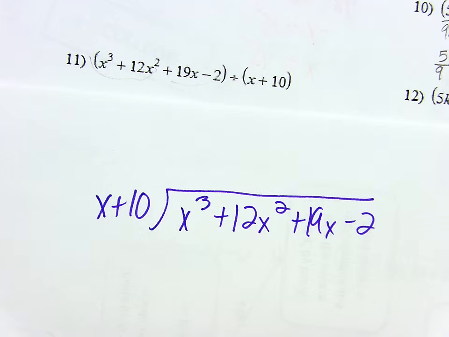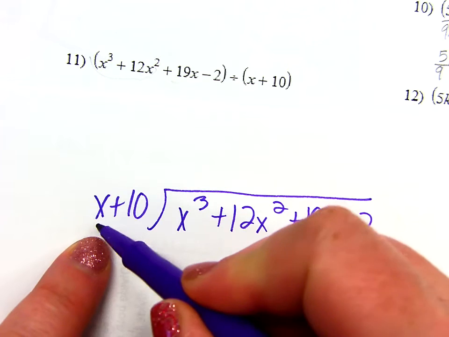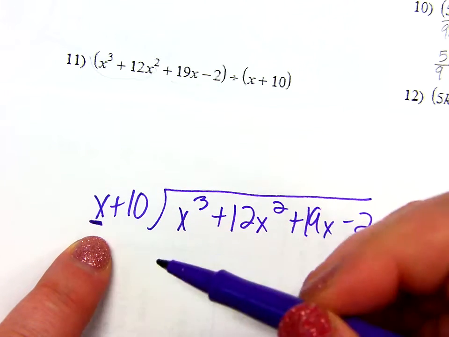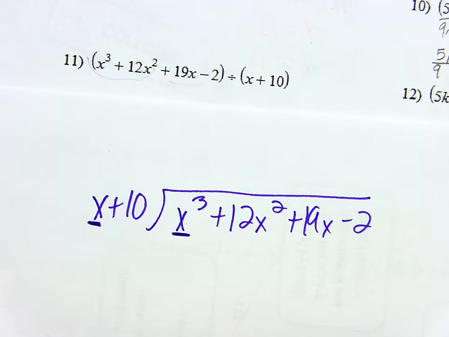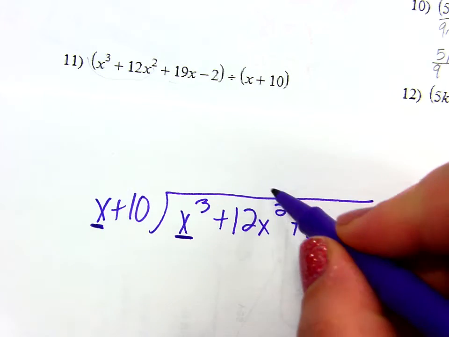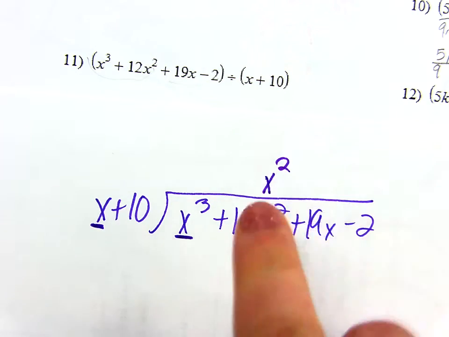Now, the way that you ask yourself the question is a tiny bit different with long division, but it's the same idea. So, is everybody paying attention? You with me? You here? You ready? You focused? We're good? All right. Here's your first question. You ask yourself, what do I need to multiply x by to get x to the third? X squared.